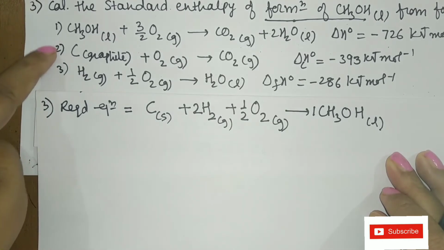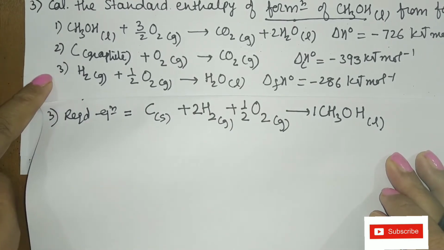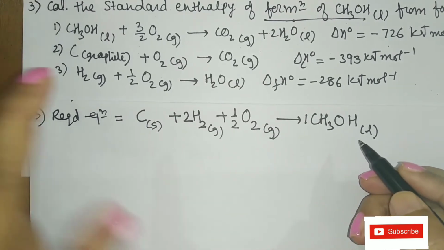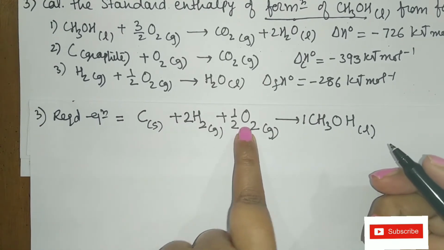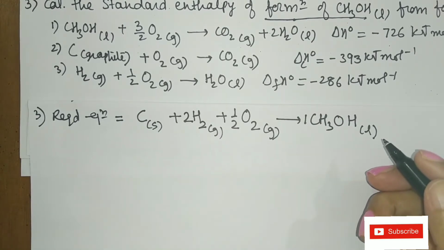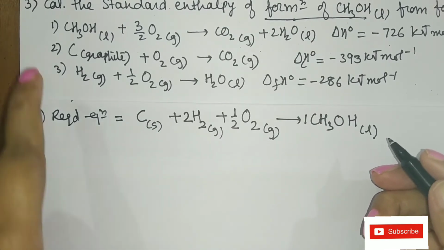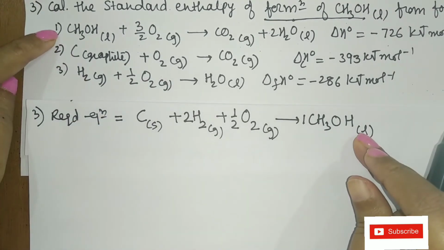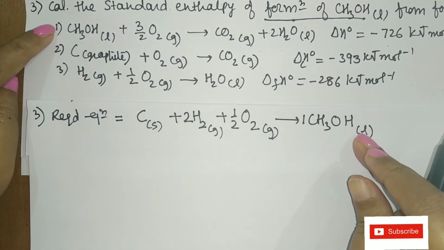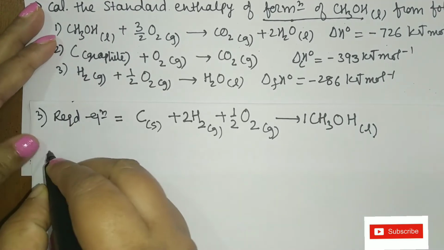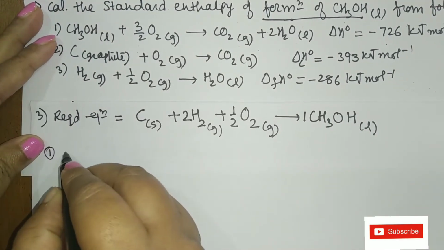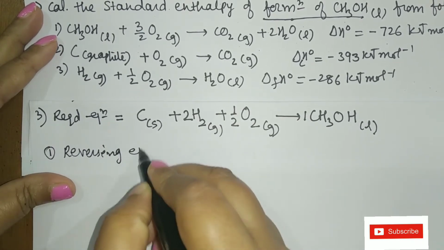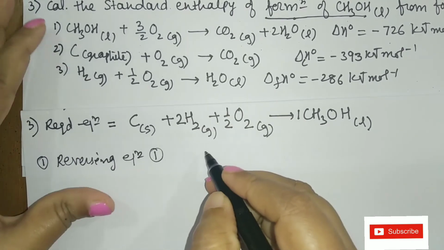Now I will go through the given data. Here they have given 3 equations. Now I want methanol on the product side, and carbon, hydrogen and oxygen on the reactant side. So what I should do here is, I want methanol on the product side. I have methanol in equation 1, but it is on the reactant side. So what will be your first step, student? I have to reverse the equation. So reversing equation 1, let us reverse the equation.